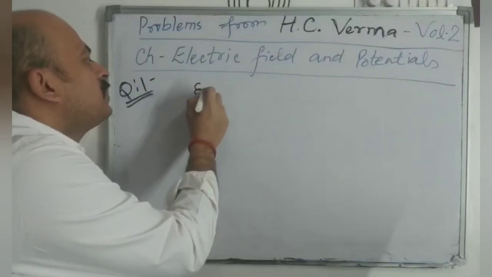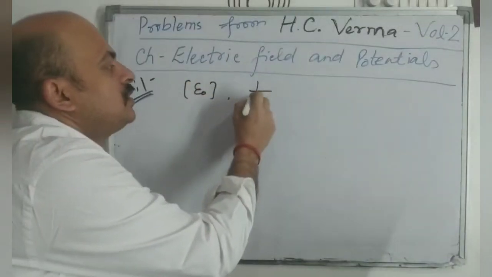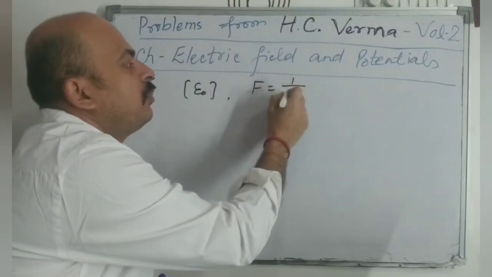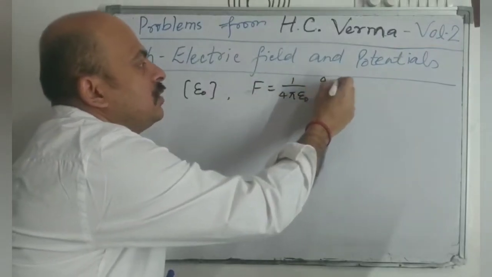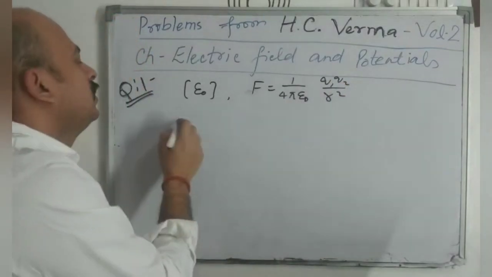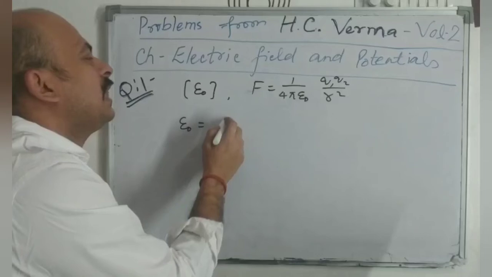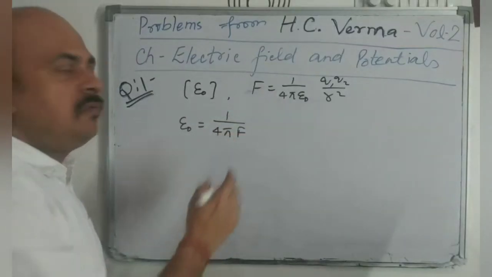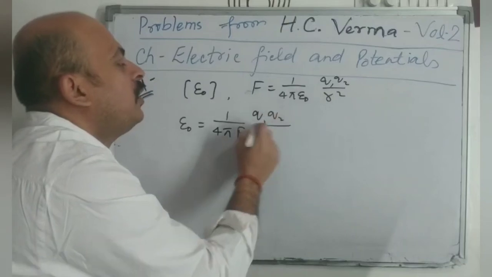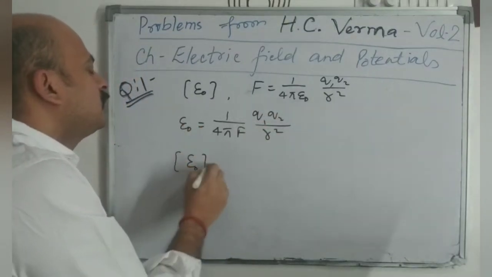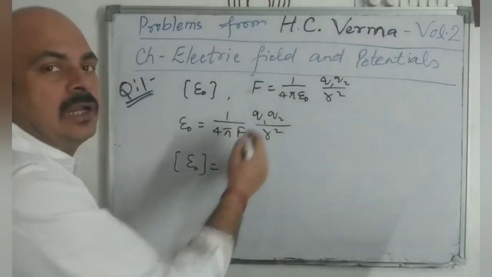Dimensional formula of epsilon naught. Since F is equal to 1 upon 4 pi epsilon naught q1 q2 upon r square, that is the expression of force. So if you take epsilon naught as the subject, then that will be 4 pi F q1 q2 upon r square, and for the dimensional formula you should take the dimensional formula of charges.